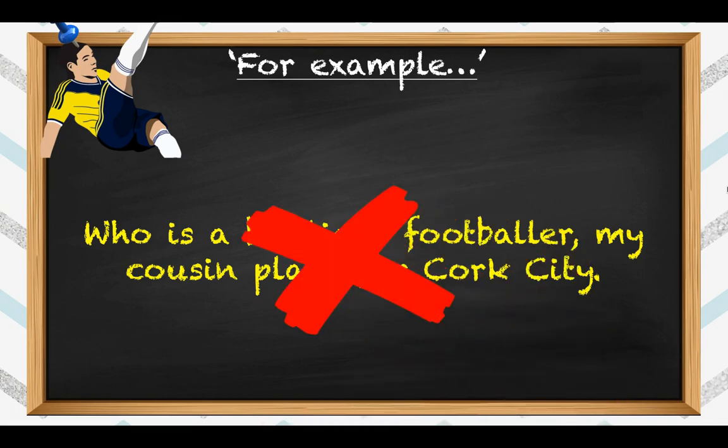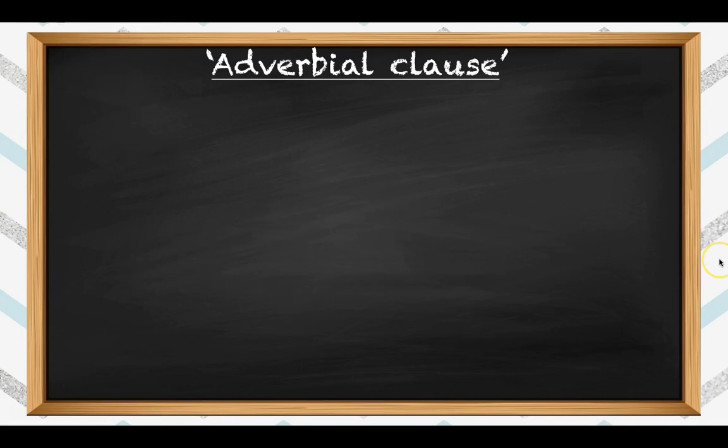So relative clauses are a type of subordinate clause. They don't make sense on their own, they give us more information about the noun in the sentence, but they must come after the noun. So "who is a footballer" comes after "my cousin" because it's giving us more information about the noun in the main clause. The other type of subordinate clause that we're going to look at is called an adverbial clause.